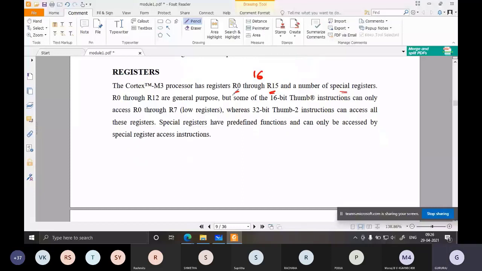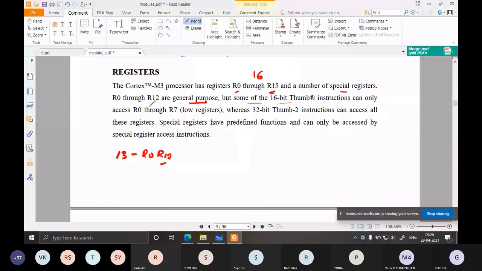Now, out of R0 to R15, R0 to R12 is 13 registers. So totally 13 registers are general purpose. And how many are remaining? Out of 16, 13 are general purpose, which means 3 are remaining. Those 3 are special purpose.